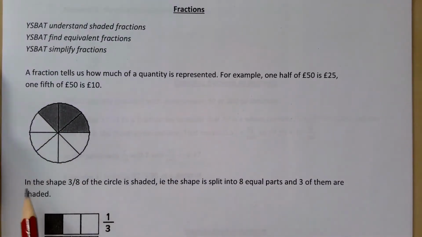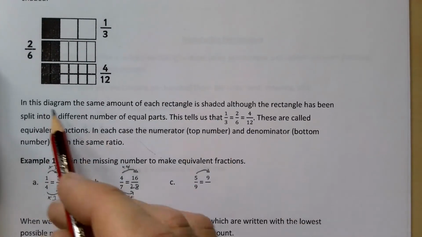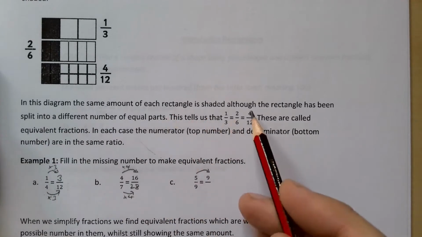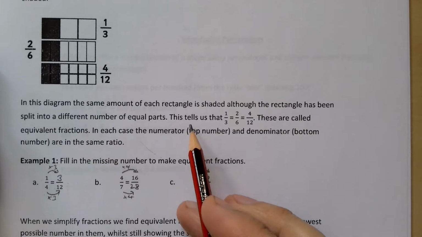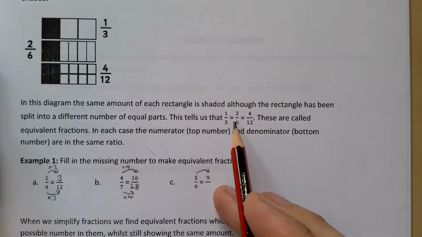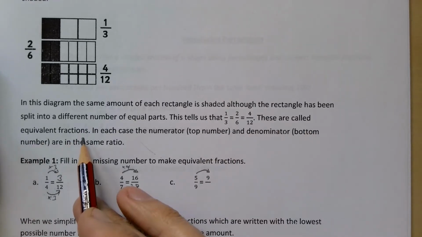If I look at this here, in the shape 3/8 of the circle is shaded, i.e. the shape is split into 8 equal parts, and 3 of them are shaded. If I look at this, 1/3 of this is shaded. The same amount, but it's written as 2/6 here, is shaded, and 4/12 is shaded. In this diagram, the same amount of each rectangle is shaded, although the rectangle has been split into a different number of equal parts. This tells us that 1/3 equals 2/6 equals 4/12. These are called equivalent fractions.